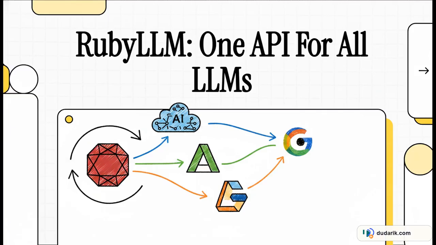All right, let's talk about a gem that is seriously changing the game for Ruby developers working with AI. It's called RubyLLM, and its promise is simple but huge. One clean, consistent API to talk to pretty much any model you can think of. GPT, Claude, Gemini, you name it.